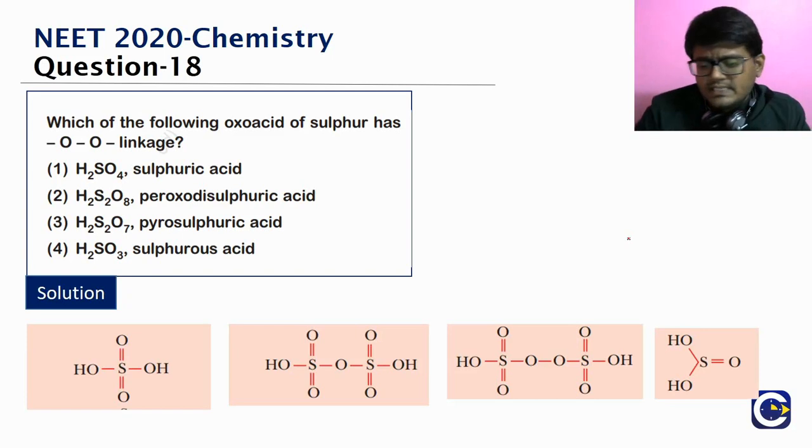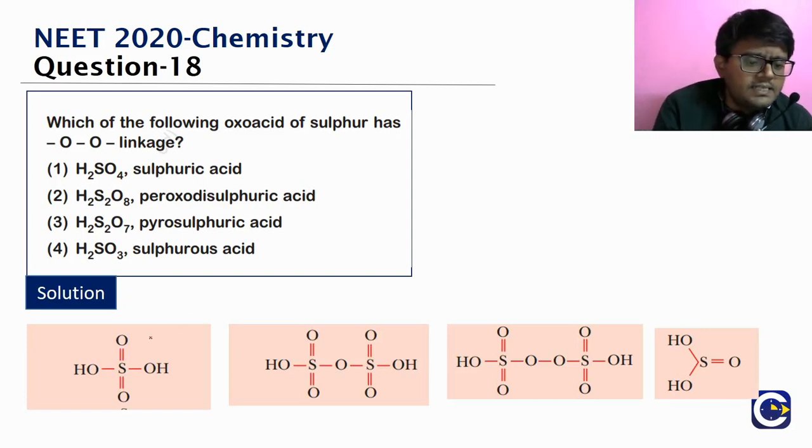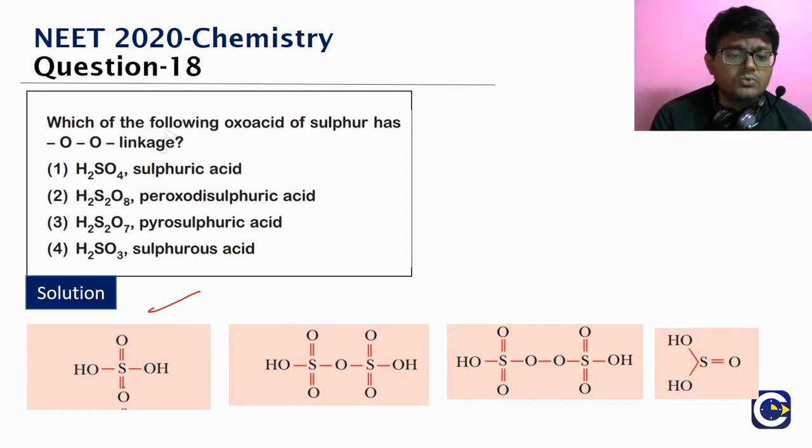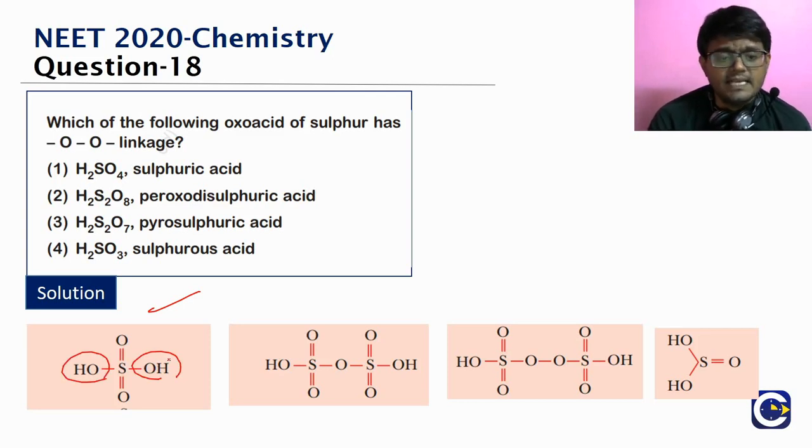We must know the structures. So look at it. What is this? This is H2SO4. This is the structure of what? H2SO4, right? So sulfur will be double bonded to 2 oxygens and single bonded to 2 OH groups. It's a dibasic acid. Okay, so is there an O-O linkage? No. So where else is it there?